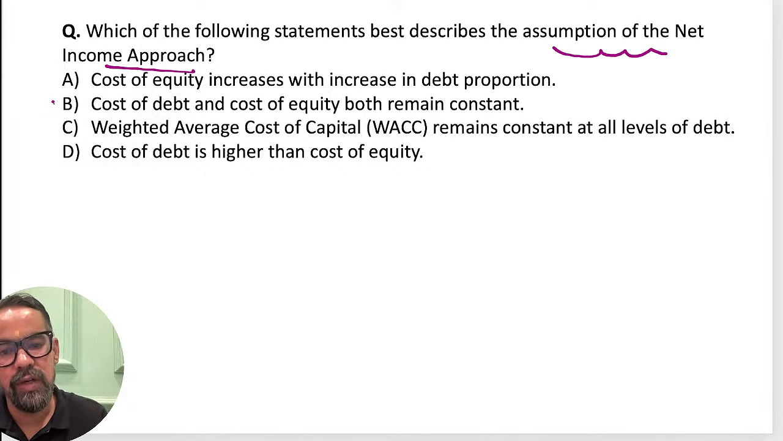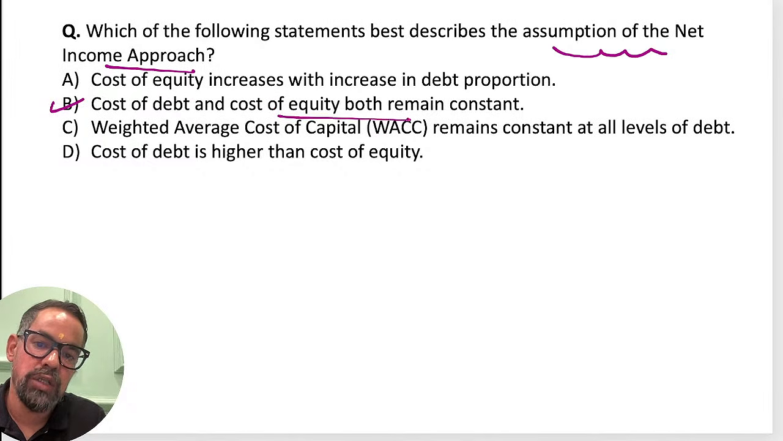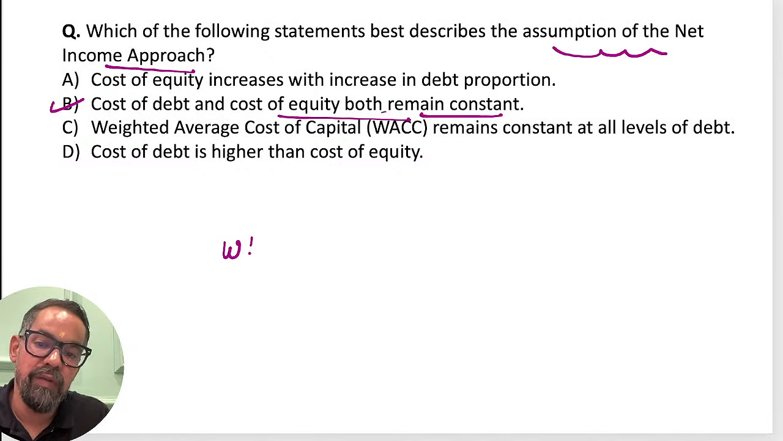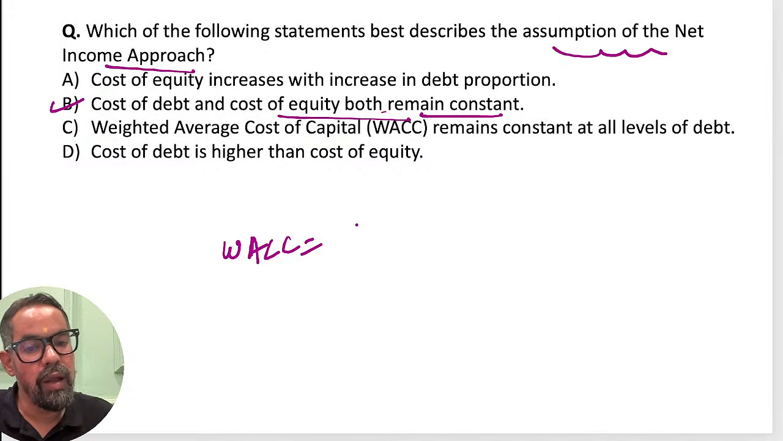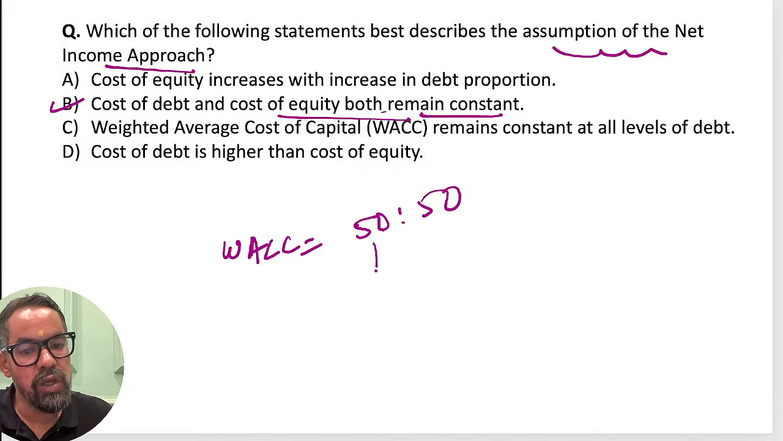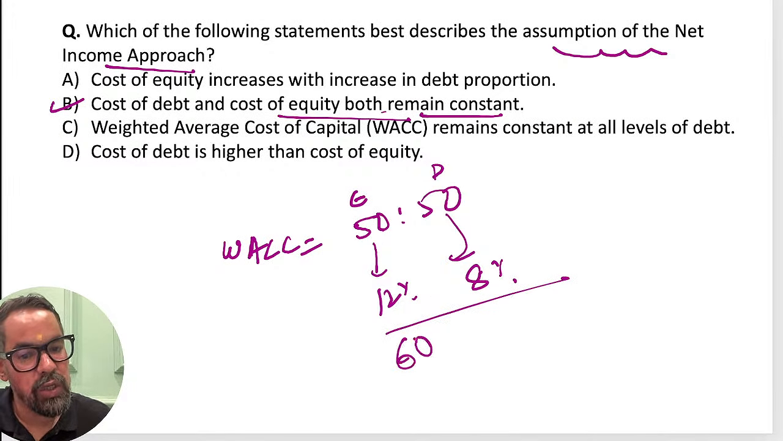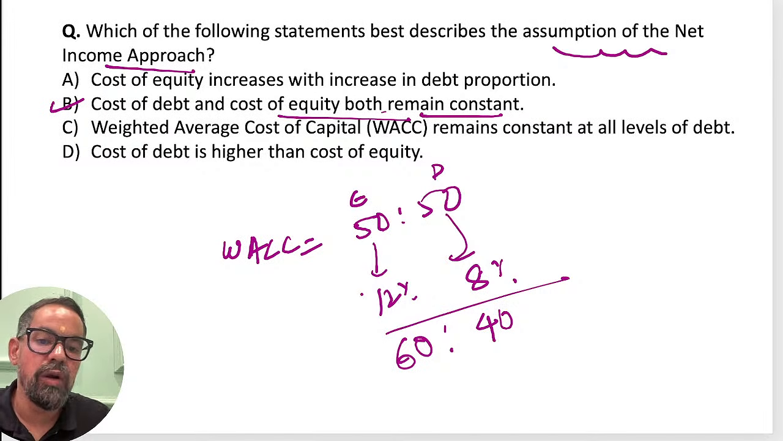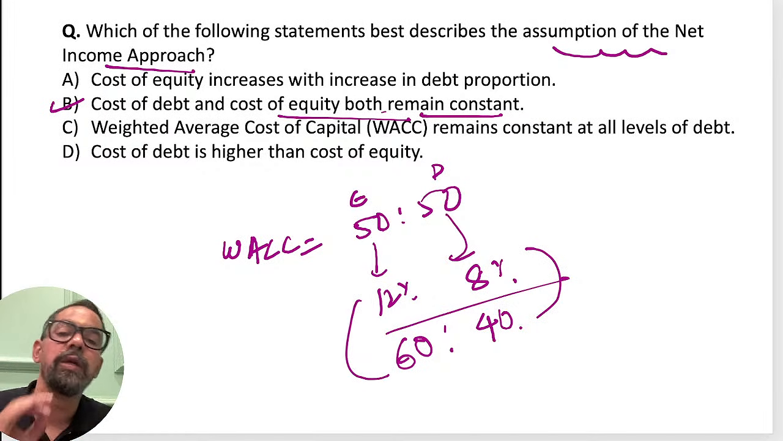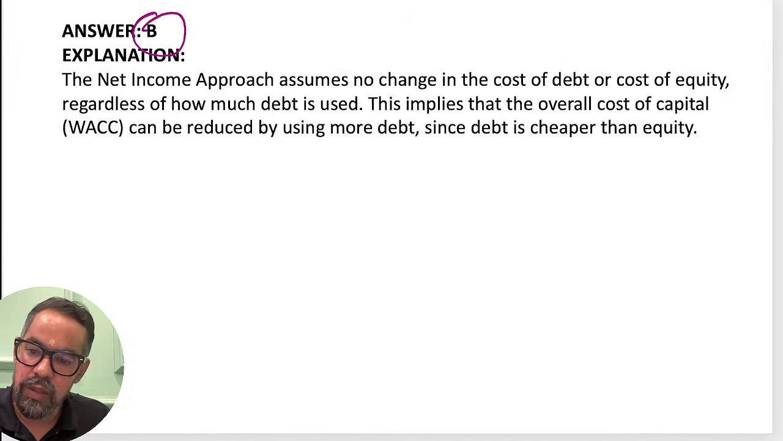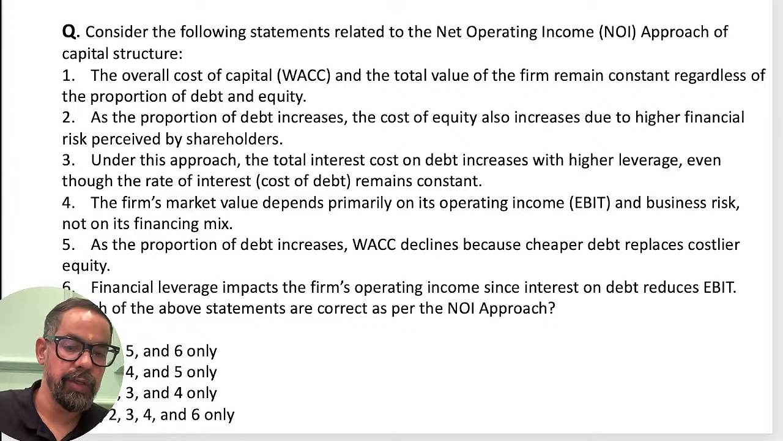Yes Manjunath sir, first and correct answer. Cost of debt and cost of equity both remain constant. What we did in that case, when we calculated the weighted average cost of capital, the ratio was 50-50, cost of equity was 12% and cost of debt was 8%. We changed the ratio to 60 to 40, but we did not change this one. So this is the assumption of the theory. Understood? Any doubt on this? Option B without any doubt will be the correct answer for this one. Next one, answer this question.